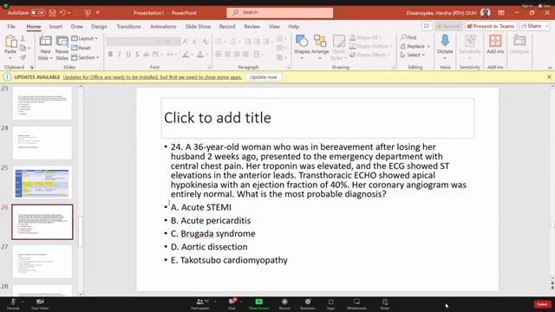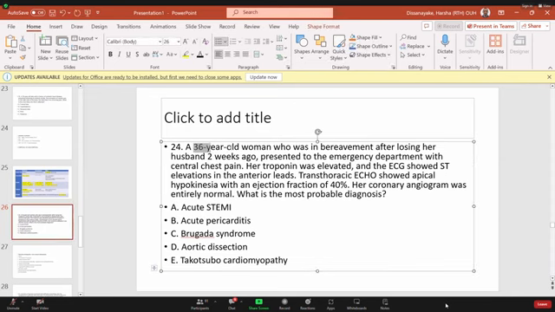But for someone to have an entirely normal coronary angiogram without any evidence of atherosclerosis in the coronary vasculature, it's very unusual. Okay? And also bear in mind, this is a 36-year-old woman, young, and it's not common to get atherosclerosis unless she has something like familial hypercholesterolemia. Okay. So that is not very favorable for a diagnosis of acute STEMI.